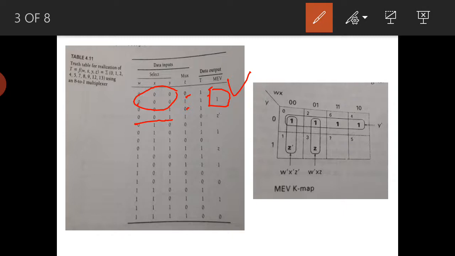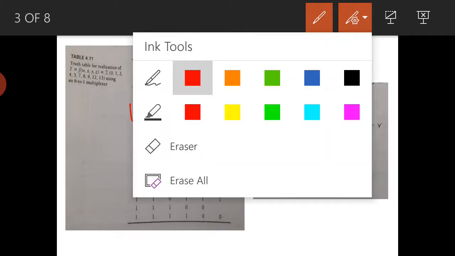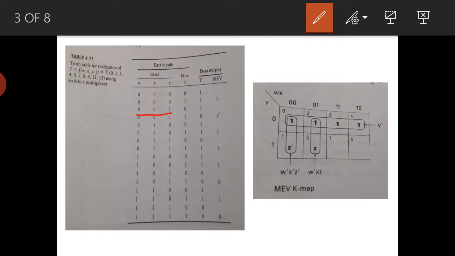Similarly, if the 3 variables are 0 0 1, what is the output here? If z is 0, the output is 1. If z is 1, the output is 0, which means the inverse of z. So for the 0 0 1 combination, the output is z bar.